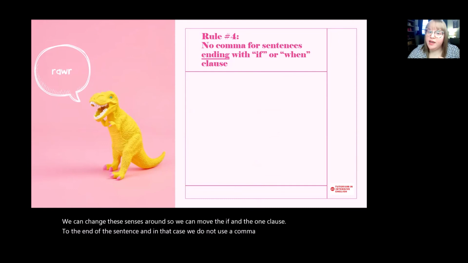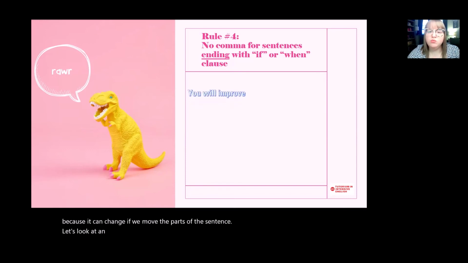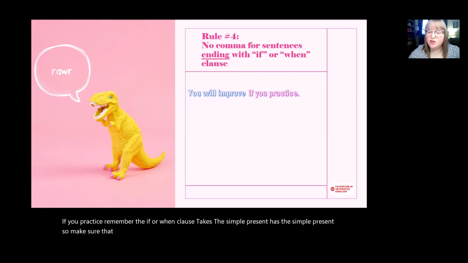This is also why it's important to know which clause uses simple present and which clause uses simple future, because it can change if we move the parts of the sentence. Let's look at an example. So you will improve if you practice. Remember, the if or when clause takes the simple present.